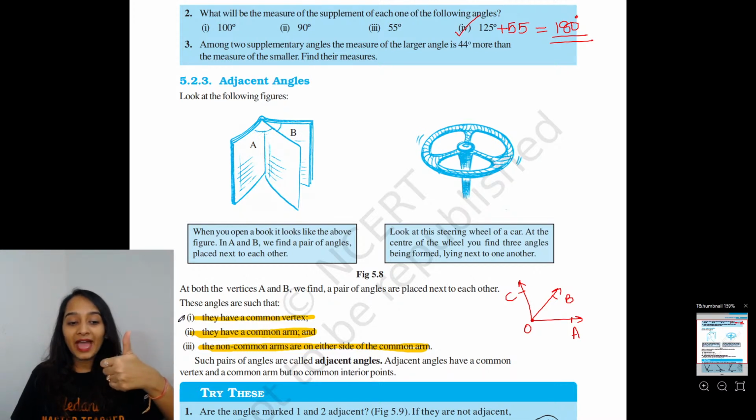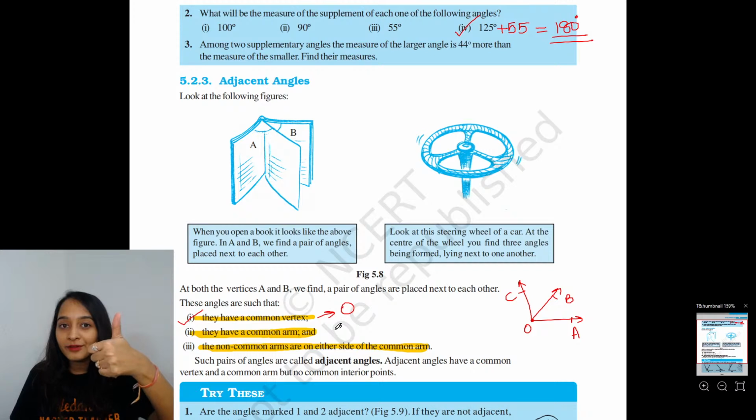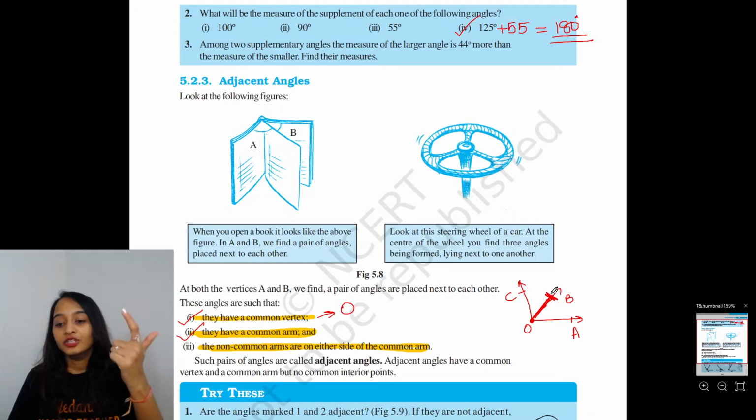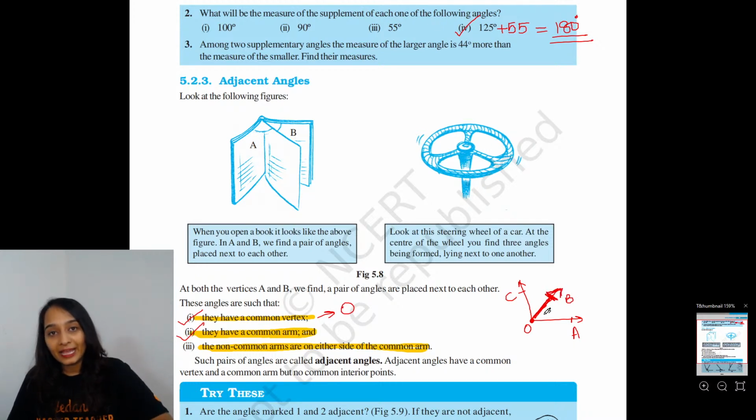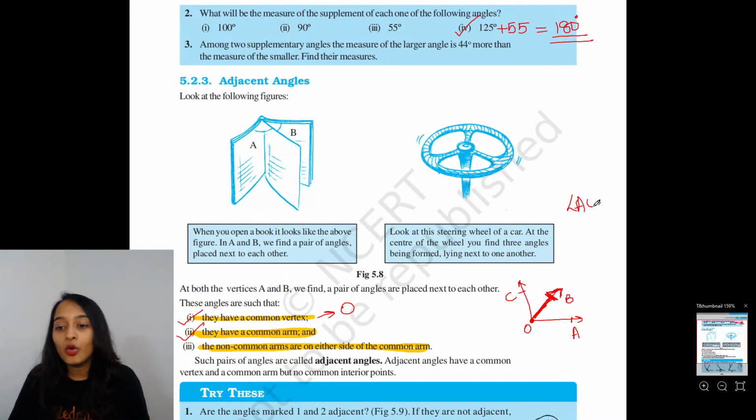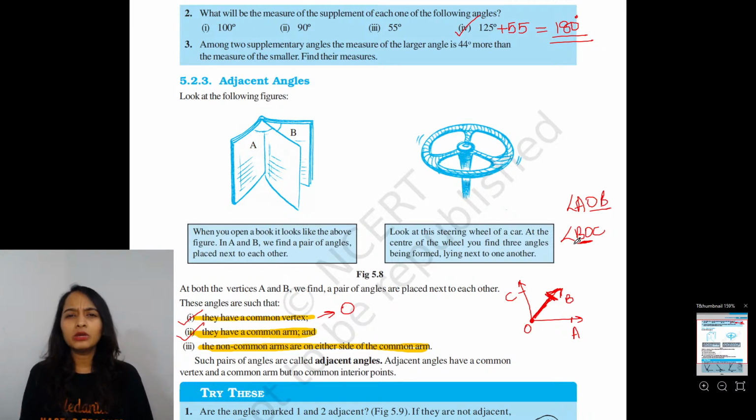Why? Because they have a common vertex. What is the common vertex? O is a common vertex. O is a common point for all the three rays. They have a common arm. What is a common arm? OB is common. OB is there in angle AOB. Angle AOB has OB. Angle BOC also has OB or BO. Same, right? So they have a common arm.